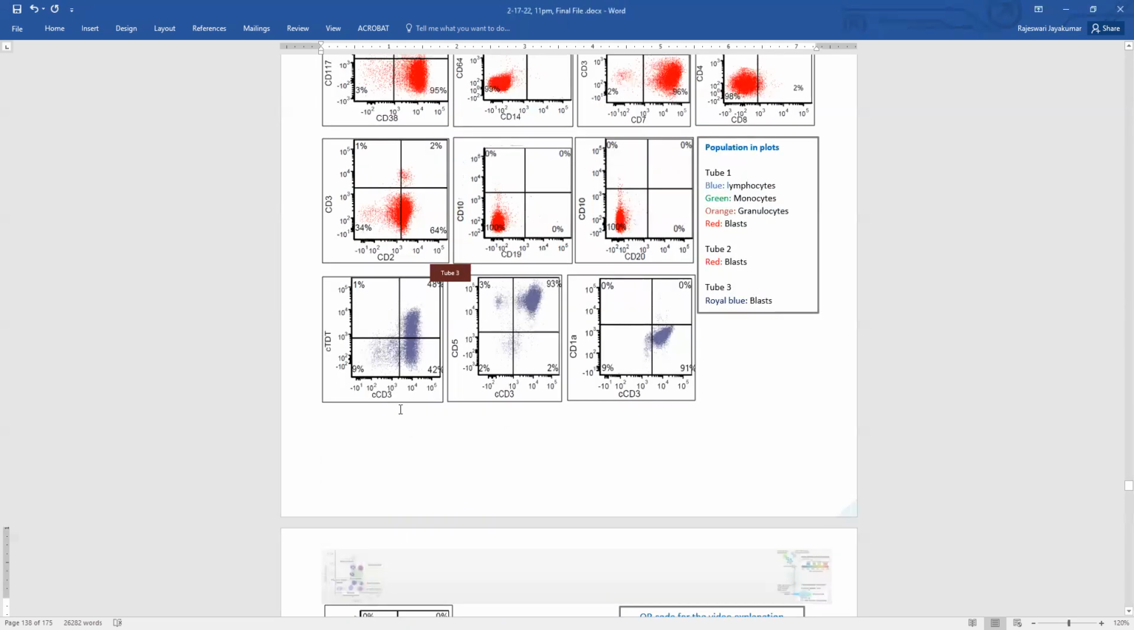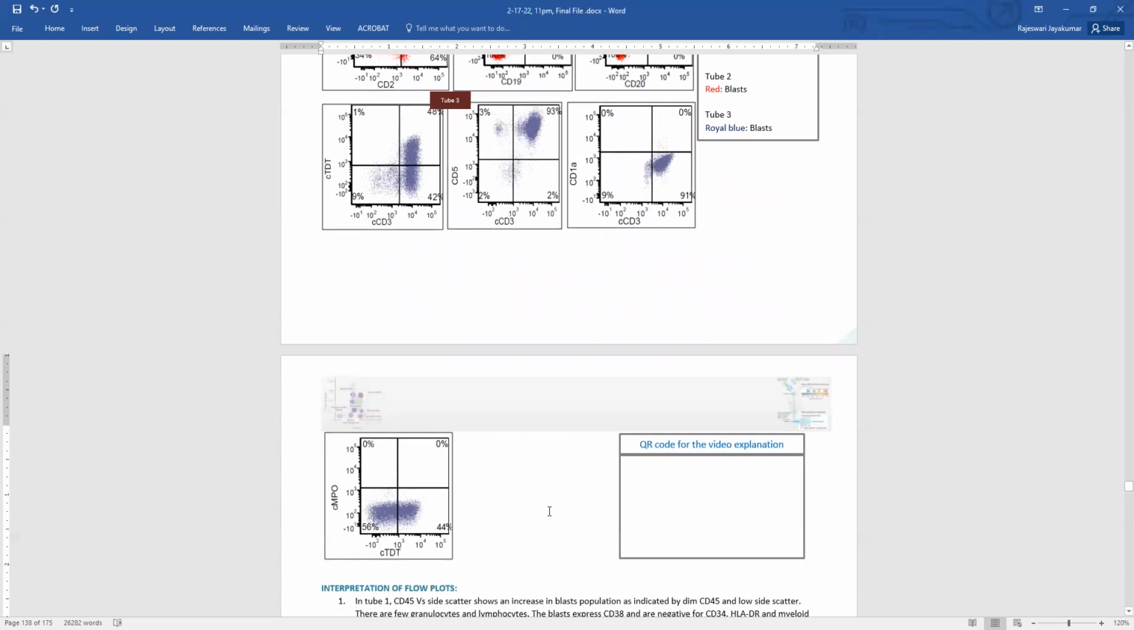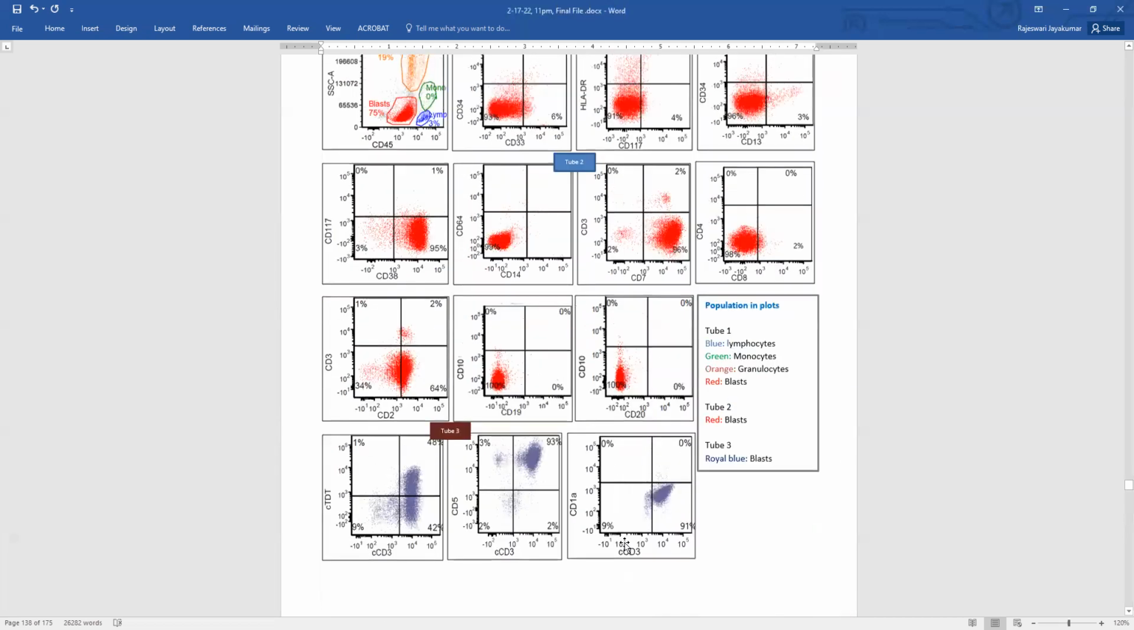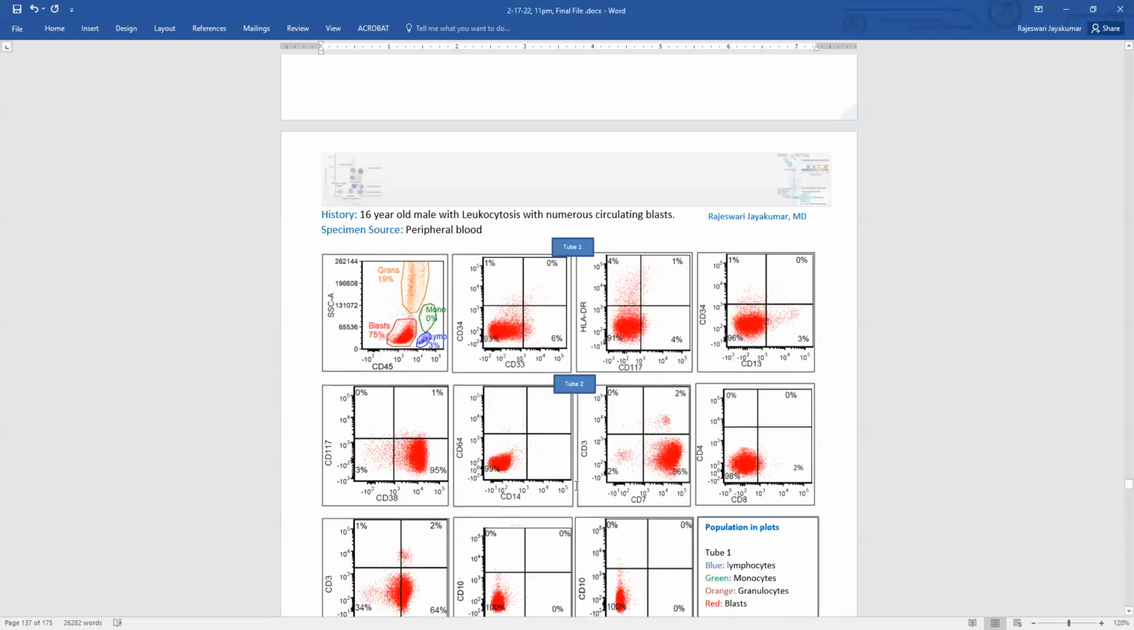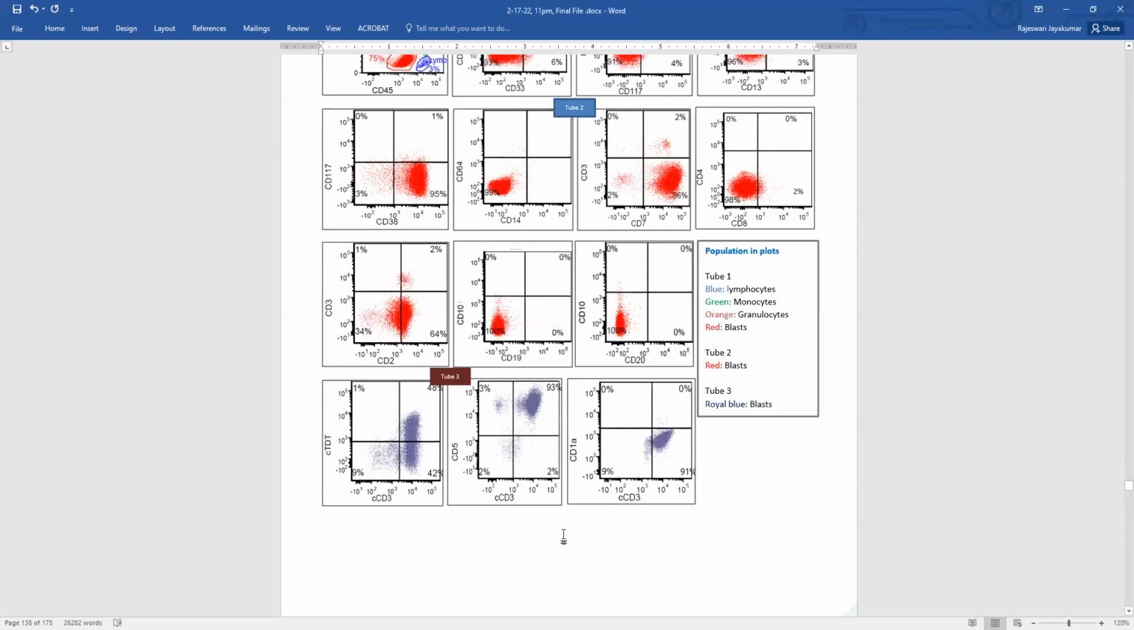In this tube, the blasts, painted in royal blue, are all positive for cytoplasmic CD3. They are partially positive for TDT. So now we know the lineage of the blasts is T cell, and they also have the immaturity marker TDT. They have CD5 expression. They do not have CD1A expression, and they're negative for MPO. We have 75% blasts, so we can comfortably call this T lymphoblastic leukemia lymphoma.